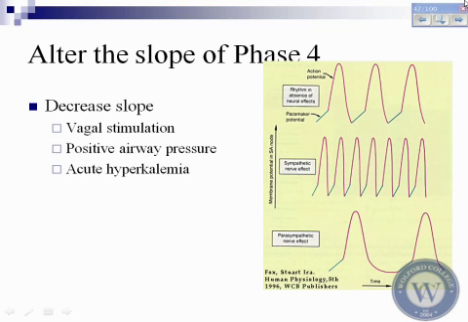As for decreasing the slope, mostly that is due to vagal stimulation, and there are many different reasons for vagal stimulation, which I just told you about. Visceral pain could be one of them. Okay, eye reflexes could be another one. Positive airway pressure could also cause a bradycardia. Severe hypertension with reflex bradycardia could take place, and the other one that causes a significant effect on this is acute hyperkalemia.